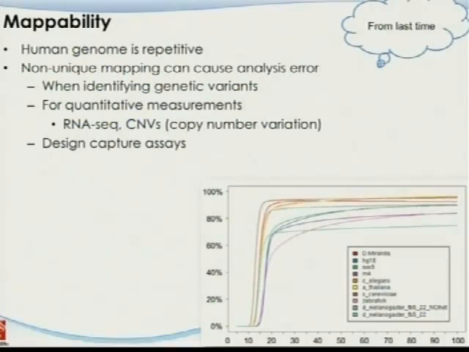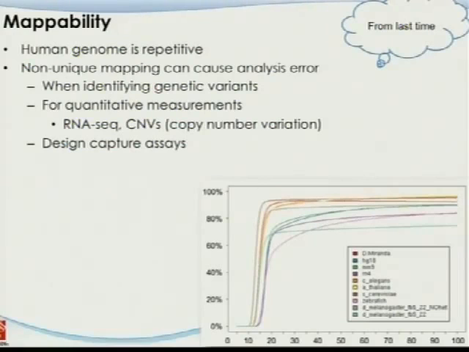The second point is that non-unique mapping can cause analysis errors, especially when we identify genetic variants. Sometimes there's a repetitive part of the genome where one region is very similar to another. Once you identify variants, you think you have a variant, but it's very possible that it's just because there's another similar pattern in the genome as well. The other point is for cumulative measurements, such as RNA-seq and copy number variations. If you see the number of reads in one region is different from another, that is potentially caused by the mappability issue as well.